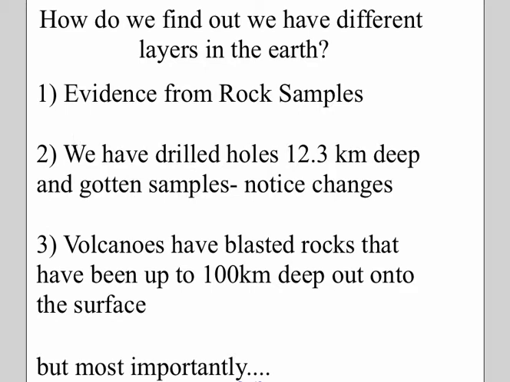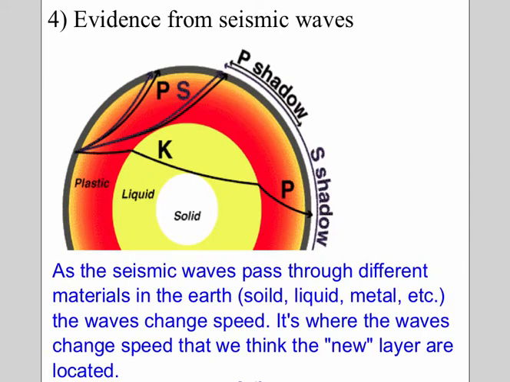Thus, most importantly, evidence from seismic waves. Seismic waves moving through the Earth. As a seismic wave passes through different materials, solid, liquid, metal, etc., the wave changes speed. And it's where these waves change speed, or the location of where the waves change speed, is where we think a new layer is located.